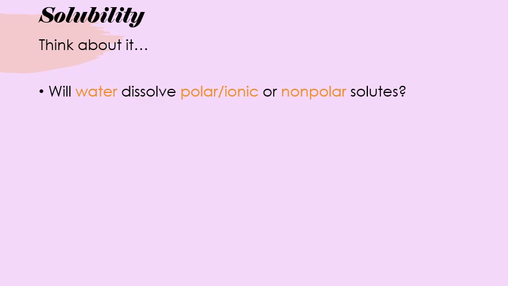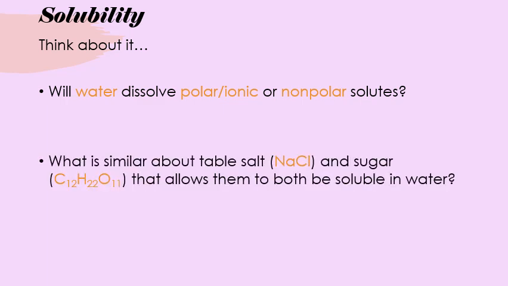So why is it that a polar solvent dissolves both polar and ionic solutes? Let's think of some examples of this. What is similar about table salt, sodium chloride, and sugar, C12H22O11, that allows them both to be soluble in water? I want you to think about that. Here we have table salt as an ionic compound, and sugar is a polar compound. Why would they both dissolve in water?